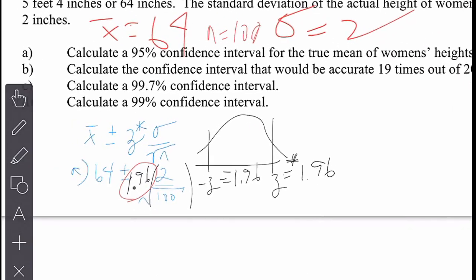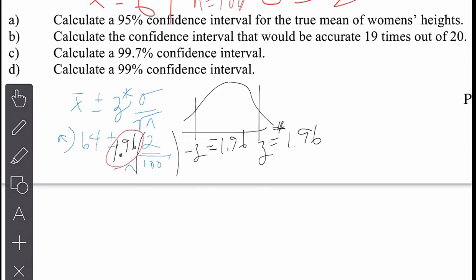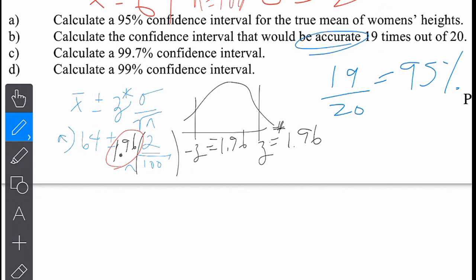Calculate the confidence interval that would be accurate 19 times out of 20. Okay, so now we're getting to understand what in the world a confidence interval is. 19 times out of 20, if you do the math, is actually 95%. So it's another way of saying create a 95% confidence interval. Okay, now it's going to be accurate. What do we mean accurate? 19 times out of 20.